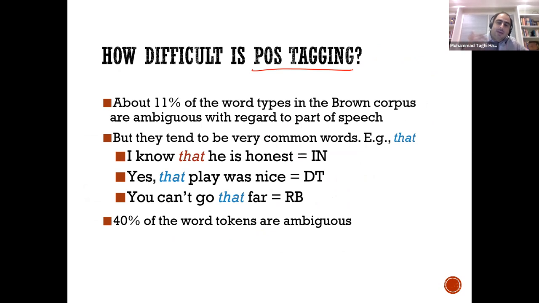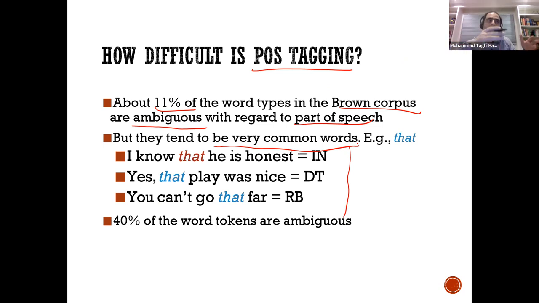POS tagging again seems maybe easy for humans, but it's not trivial. If you consider the Brown corpus, 11% of the word types are ambiguous with regard to part of speech. We don't know whether it is a verb or adverb or noun. These are some examples that actually mean differently. But it is interesting that these ambiguities happen for very common words. That is interesting because, if you remember, we had this idea that for common words, their weight should be less.